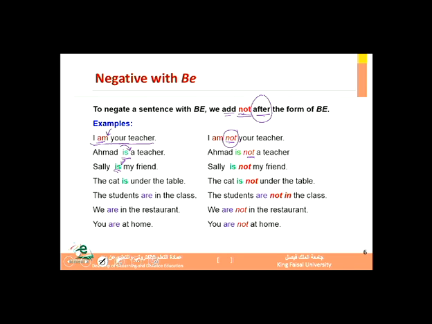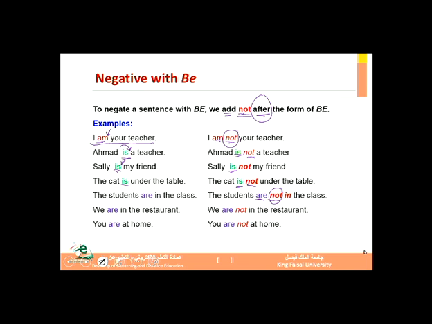The cat is under the table. So what do we have here? Verb to be, a sentence in the positive. We need to make it into a negative sentence. We just add the negation particle not after verb to be. The students are in the class. The students are not in the class. So we have added the negative particle not after verb to be.